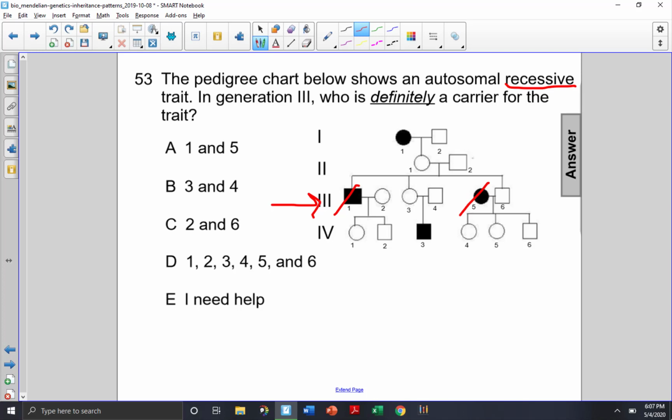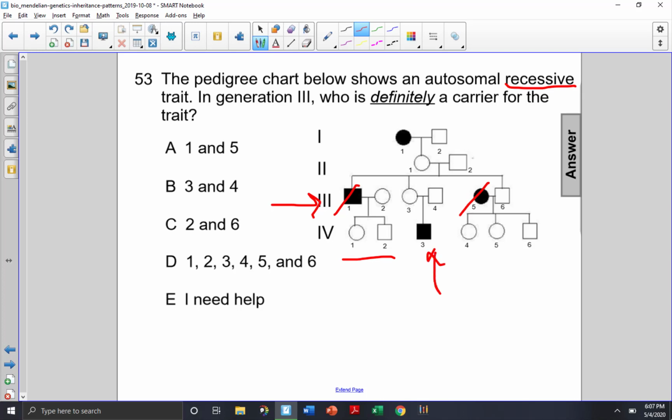Based upon individuals 1 and 2 in generation 4, we cannot tell whether or not individual 2 is a carrier. Individual 2 could be, but it's not confirmed based upon the phenotypes of 1 and 2. Neither of them is affected, so there's no way we can be sure that individual 2 is a carrier or not. So that remains uncertain.